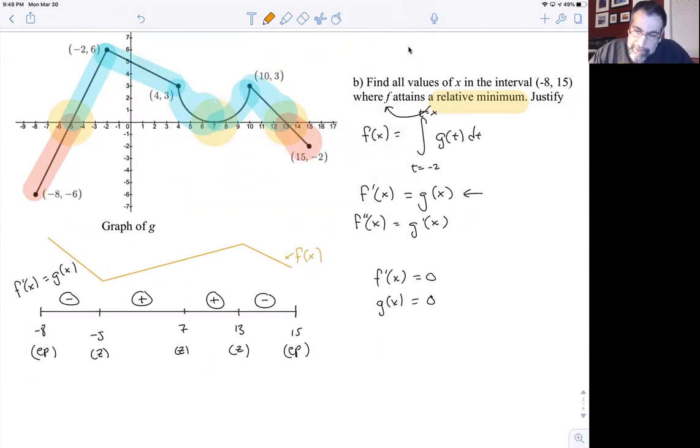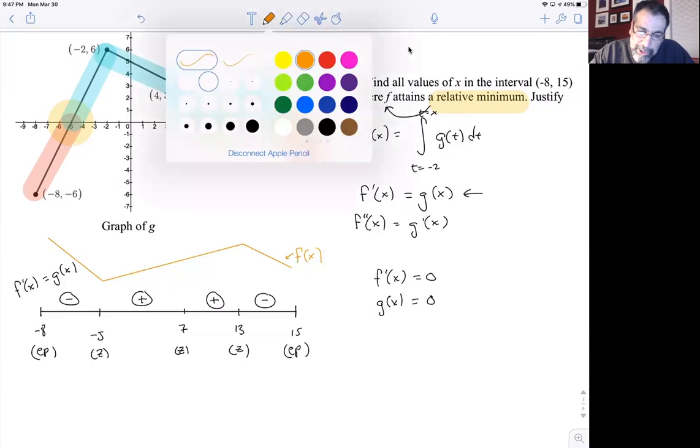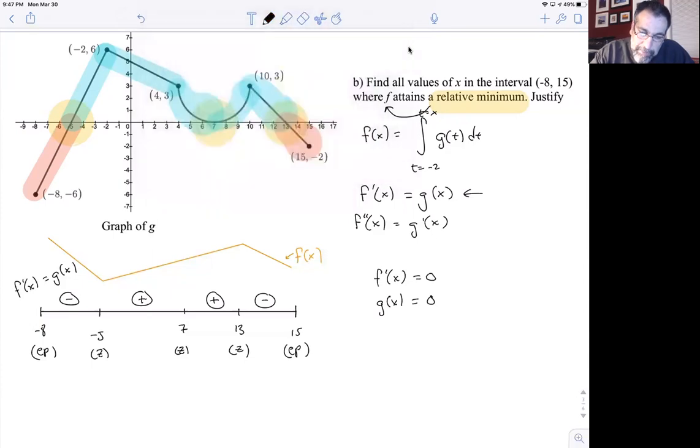Now when we go to answer this question, where do we attain a relative minimum? Well, a relative minimum by definition is where the derivative changes from negative to positive. The only place we have where that derivative changes from negative to positive is right here at x equals -5. That is our location of a relative minimum. So we've answered the question.